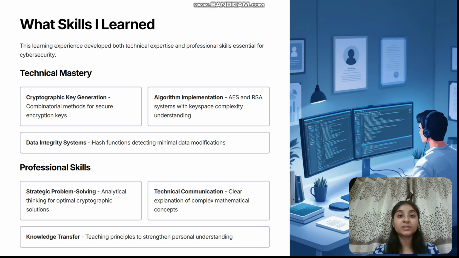But it was not just about coding. I also enhanced my problem solving skills. Combinatorics forced me to think critically about how to approach complex security problems and which cryptographic methods were best suited for different use cases. On a softer note, I developed my communication and presentation skills by explaining the cryptographic concepts and writing code comments that made complex ideas easier to understand. The process of teaching others these concepts also solidified my understanding.